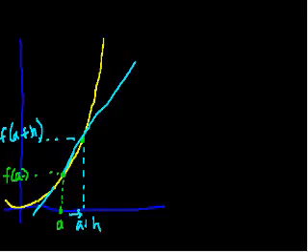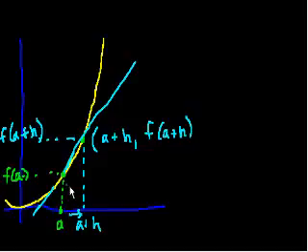Right now we're saying that the slope between these two points would be the change in y. So what's the change in y? This point right here, the x-coordinate is a plus h, and the y-coordinate is f of a plus h. And this point right here, the coordinate is a and f of a.